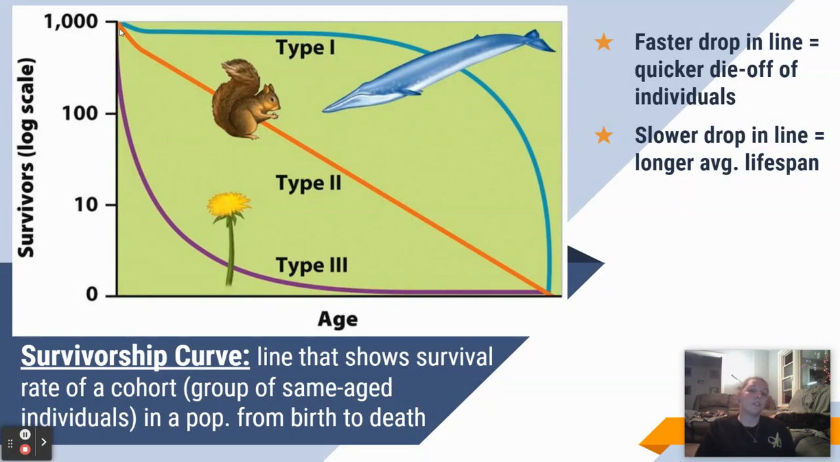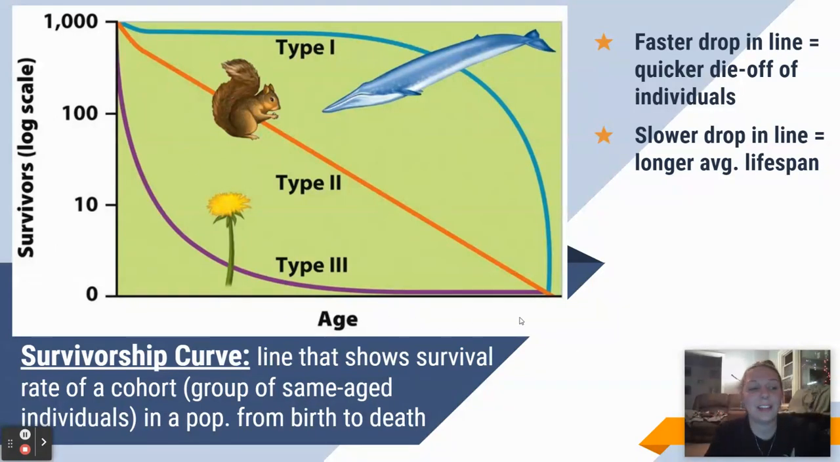One thing I want you to understand about these is when we have age down here, you can notice that age does not have any units on it. And that's because it's a relative number, okay? A dandelion is not going to live as long as a squirrel, which is not going to live as long as a whale. So it's relative. When we have old age over here, that's old age relative to the type 1 species. When we have old age over here for our squirrel, that's old age relative to the type 2 species. And same thing for the type 3.